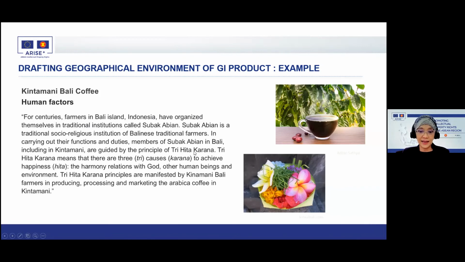principle of Trihita Karana. Trihita Karana means that there are 3 causes to achieve happiness. Those are the harmony relations with God, the harmony relations with other human beings, and the harmony relations with the environment. These principles are manifested by Kintamani Bali farmers in producing, processing, and marketing the Arabica coffee in Kintamani. This is the offering. Balinese people use many types of flowers as offering to gods, and this is the coffee.